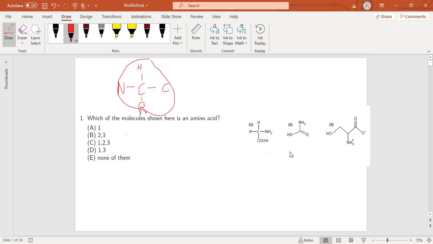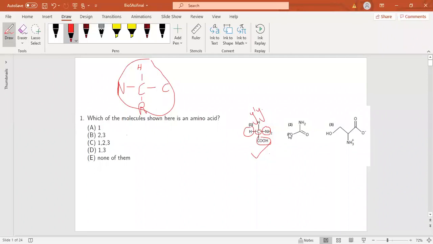So let's look at the molecules on the right. If we look at molecule 1, we see that we have an N here, a C here, and a carboxylic acid group here. So it meets our NCC structure pretty well. And our side chain is an H, and in this case, it's an amino acid, and in fact, it's going to be glycine.